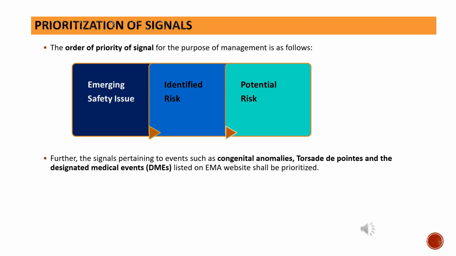There is an order of priority for signal assessment. That is, emerging safety issues should be on the topmost priority. After ESI, the priority will be for identified signals and then for potential signals. We also have a DME list that is available on the EMA website. Under that list, there are some important medical events like congenital anomalies and torsades de pointes. We have to consider this DME list while we are prioritizing and validating our signals. We have to keep that list in mind while doing an assessment.